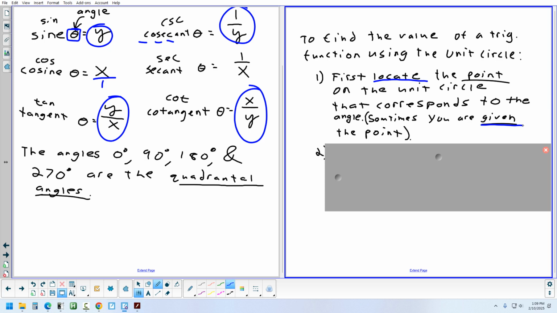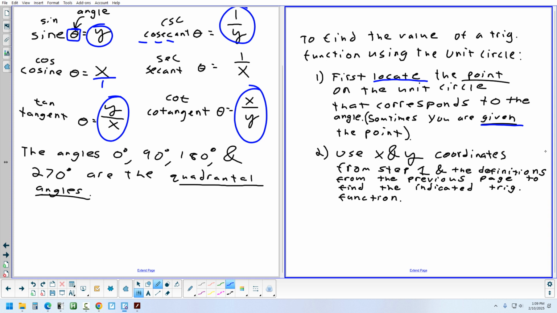So that's step 1, find the coordinate. Step 2 is to take your coordinate, use the definitions on the left side, and plug your coordinate into those definitions. We're going to do all 6. Once you get a coordinate, we'll fill it into all 6 formulas and see what we get.